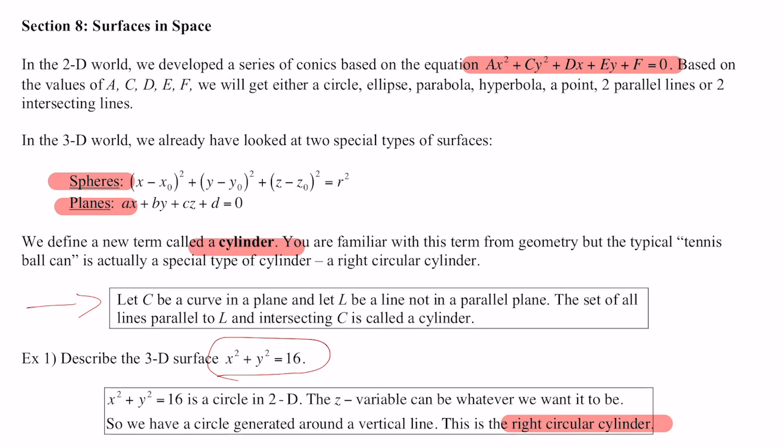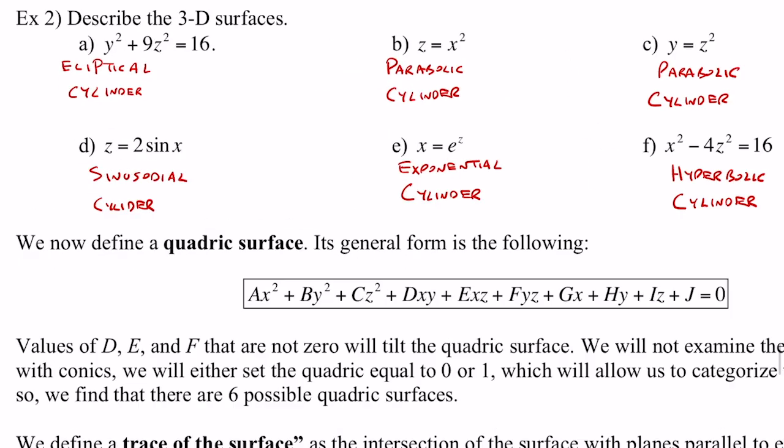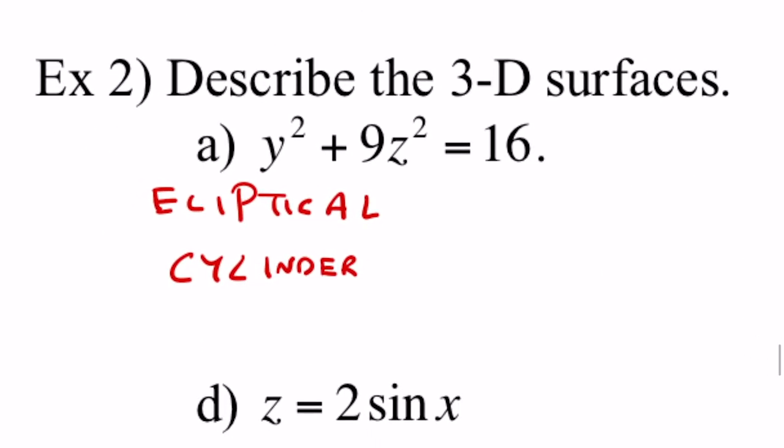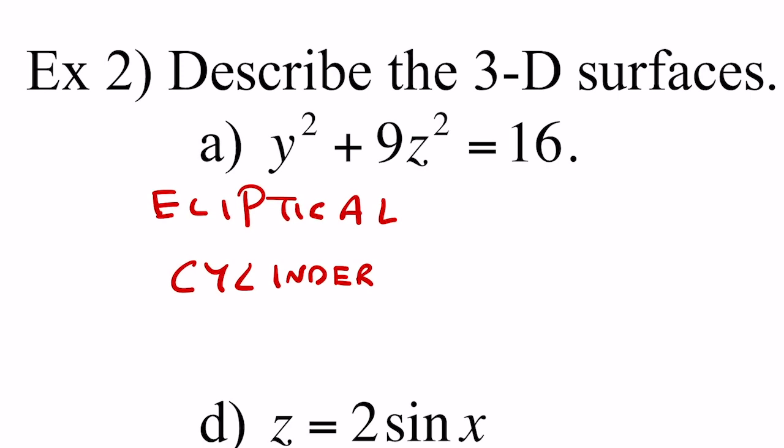The word right is in there because we have a right angle, a 90-degree angle between the plane C, where x squared plus y squared equals 16 exists, and your line L, which is the z-axis. We also described some different 3D surfaces which were all cylinders. The naming convention is you want to see what sort of graph you have from the variables given, and then just add the word cylinder at the end.